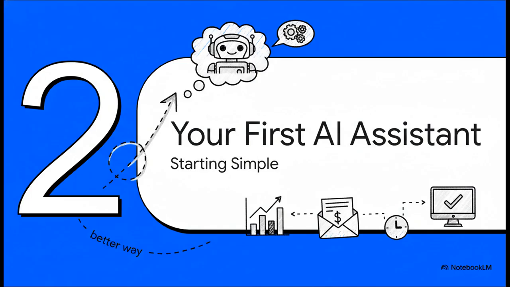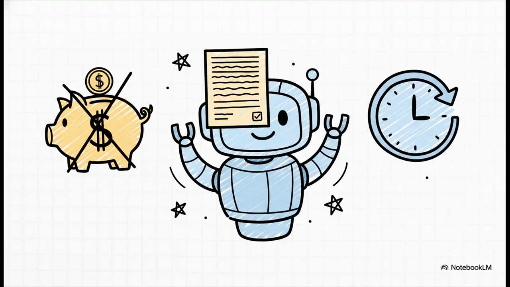But what if there was a better way? One that doesn't need a new budget or a complex rollout. Let's dive into the very first, most accessible step you can take: meeting your first AI assistant. So, the easiest way to get started is with something you probably already have access to, maybe even have open in another tab right now.